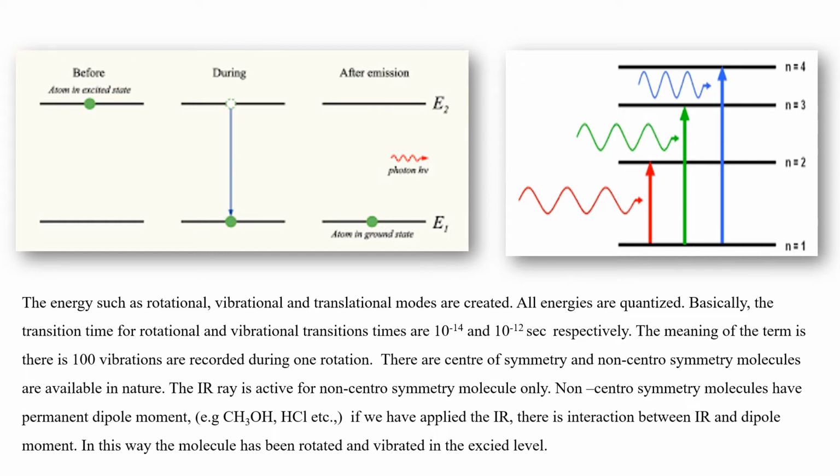Okay, but there are centrosymmetric or non-centrosymmetric molecules available in nature. Centrosymmetric molecules are, for example, homonuclear compounds like oxygen, hydrogen, nitrogen, etc. Heteronuclear compounds are called non-centrosymmetric, such as HCl, methyl alcohol, as well as water.